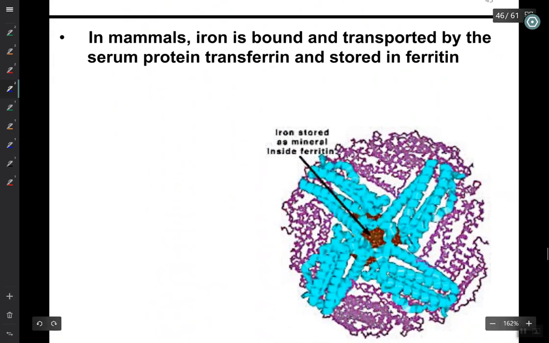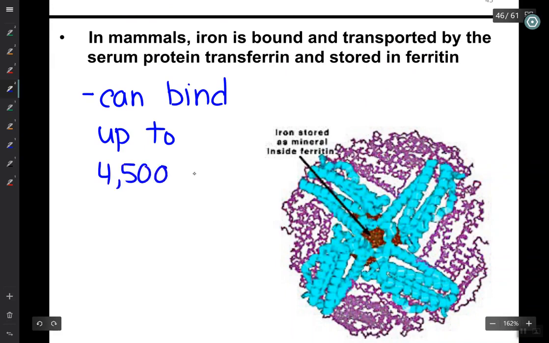So how do we store iron in mammals? In mammals, iron is bound and transported by the serum protein transferrin and stored in ferritin. And this ferritin protein can bind up to 4,500 iron 3 ions. And this is important because you need to be able to store it in a compact form, right? You don't want to take up a lot of space, so you want efficient storage.